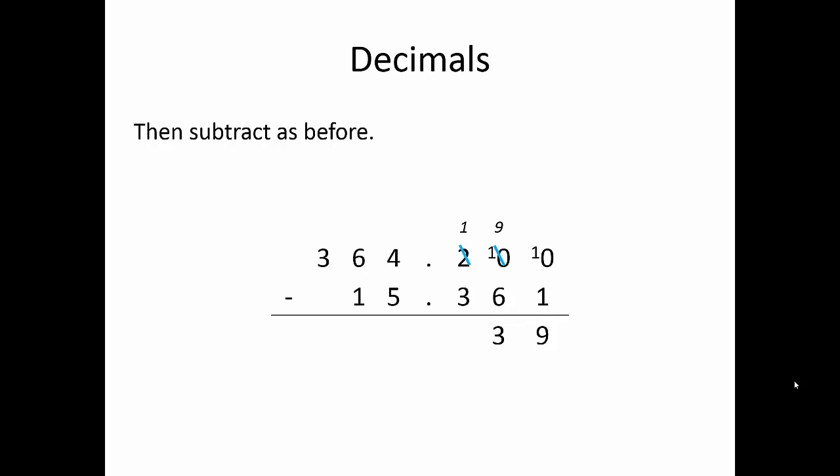Then 1 take 3 I can't do, so I need to borrow. So I borrow from the 4, making the 4 3, and the 1 11. 11 take 3 is 8. Decimal points go directly underneath each other. 3 take 5 I can't do, so I borrow from the 6, making the 6 5 and the 3 13. 13 take 5 is 8, 5 take 1 is 4, and 3 take nothing is 3. This gives me my answer of 348.839.